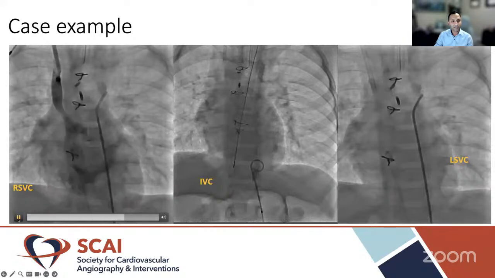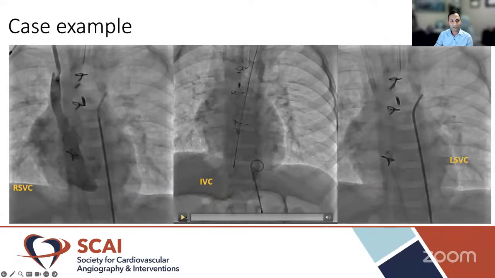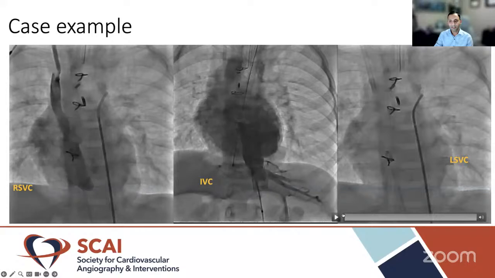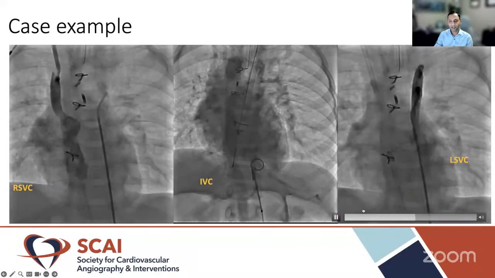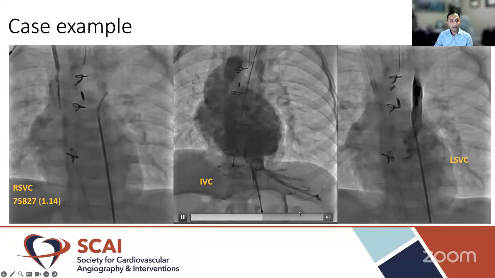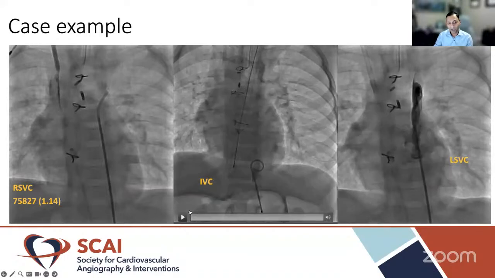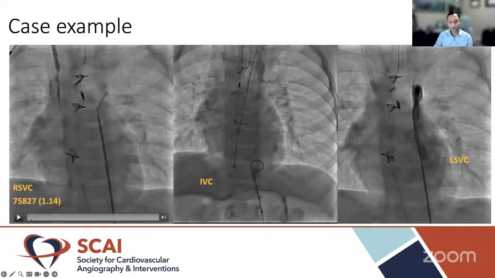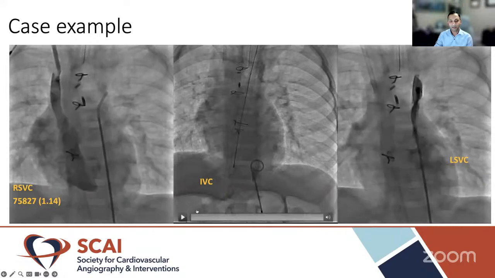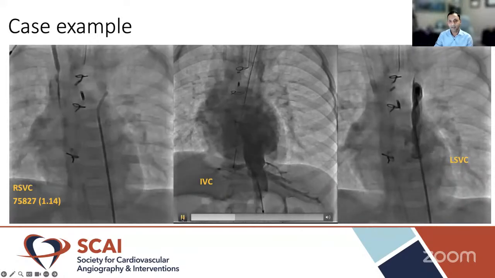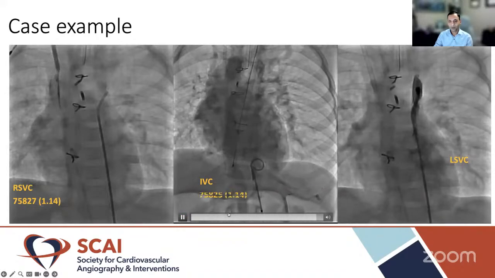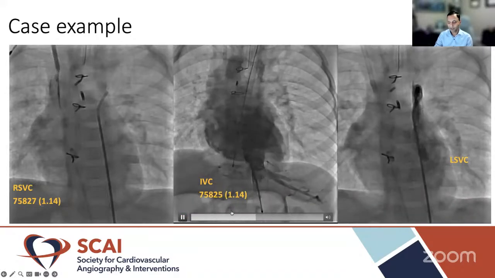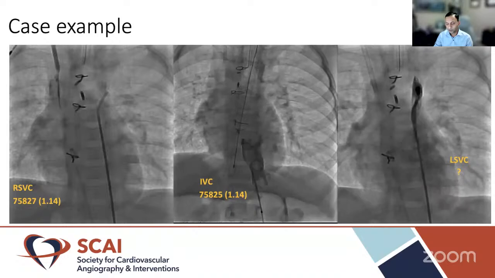In this patient, we did a right SVC angiogram, we did an IVC angiogram, and we did an LSVC angiogram. Prior to last year, we always had a code for right SVC, which was 75827. We did have a code for IVC, which was 75825, but we did not have a dedicated code for LSVC.